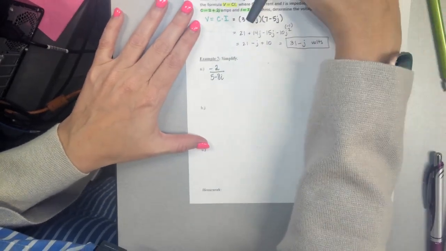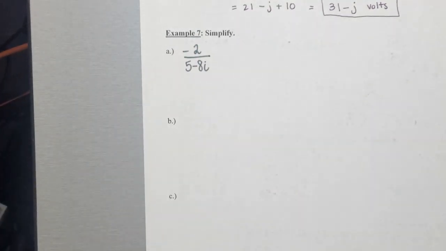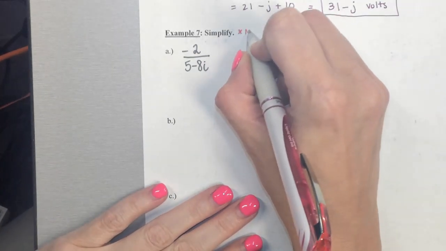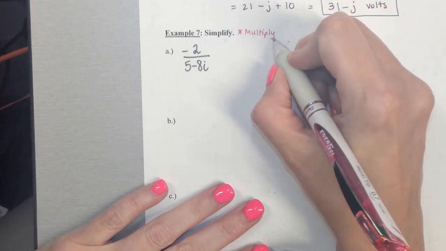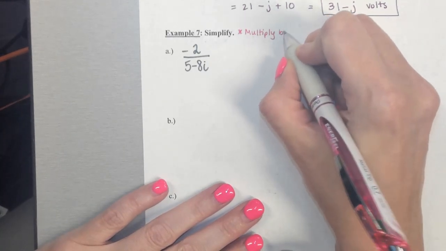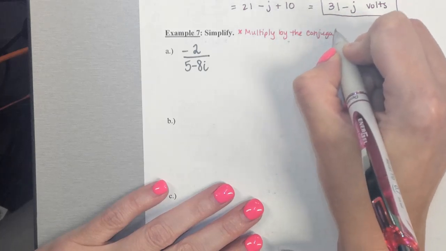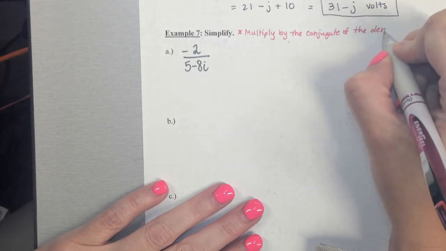For this one, we have negative 2 over 5 minus 8i. And when we simplify these, we are going to multiply by something called the conjugate. So we're going to multiply by the conjugate of the denominator.